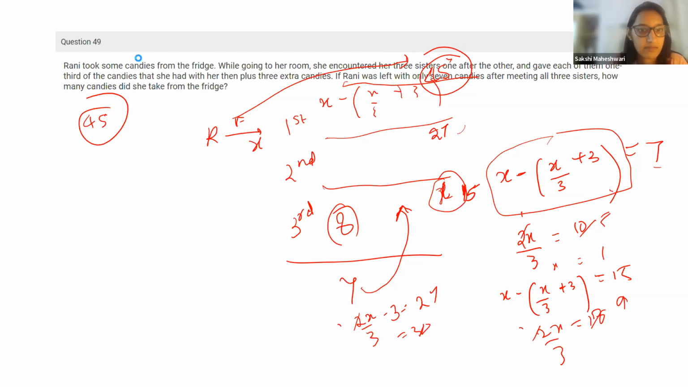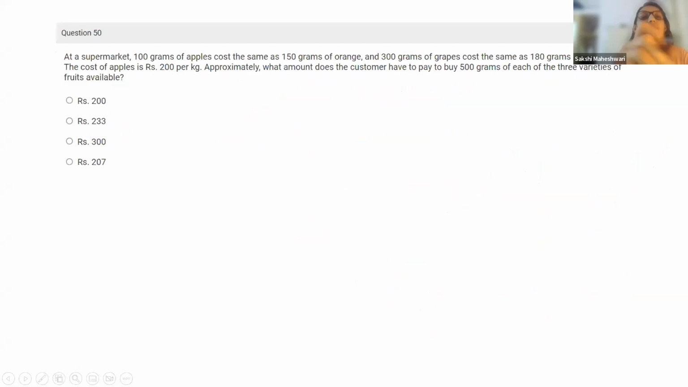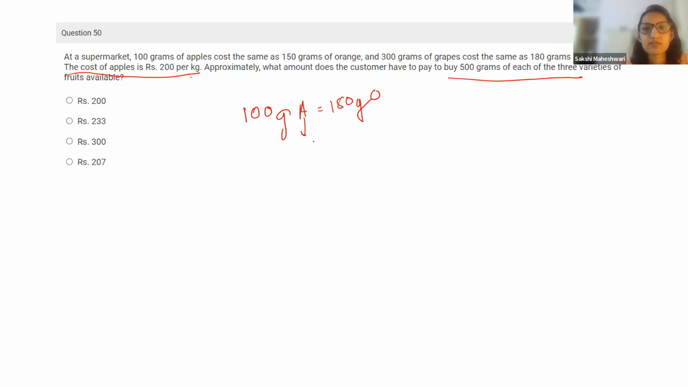So what question do we have next? Yeah. So at a supermarket, 100 grams of apples cost the same as 150 grams of oranges and so on. It's given that the cost of apples is 200 per kg and you need to buy 500 grams of each of the varieties. So 100 grams of apples is 150 grams of oranges. It's given that 200 rupees per kg. So for 100 grams, this will be 200 by 10. That means this cost is 20. So 150 grams of oranges cost rupees 20 and we need to find for 500 grams.